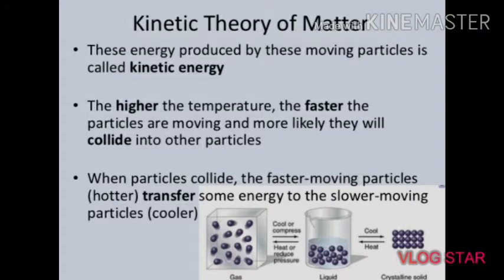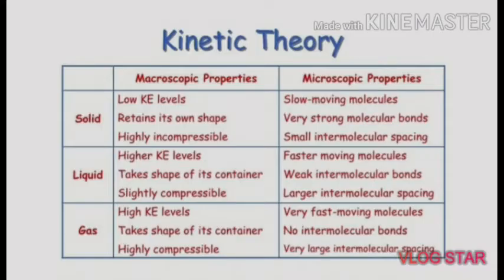So, kinetic theory of matter. The existence of matter in three states can be explained on the basis of the kinetic theory of matter. The main postulates of the kinetic theory of matter are: molecules are closely packed, molecules are not very tightly bound, and molecules can move freely. So, the molecules which are closely packed will come under solid, molecules not very tightly bound will come under liquid, and molecules that can move freely will come under gas.